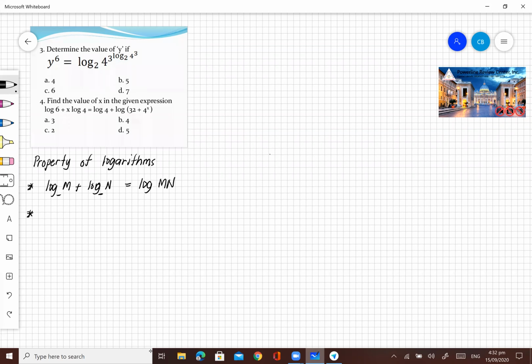Another property na pwede natin magamit sa problem, that is the logarithm of any variable or any number a raised to any exponent n. Now, logarithm of a, that is a constant, n, that is also a constant, that is only considered as exponent. So, pwede natin sabihin, we may bring down the exponent and you have n times the logarithm of a. Another property na pwede natin balikan is that logarithm of a.